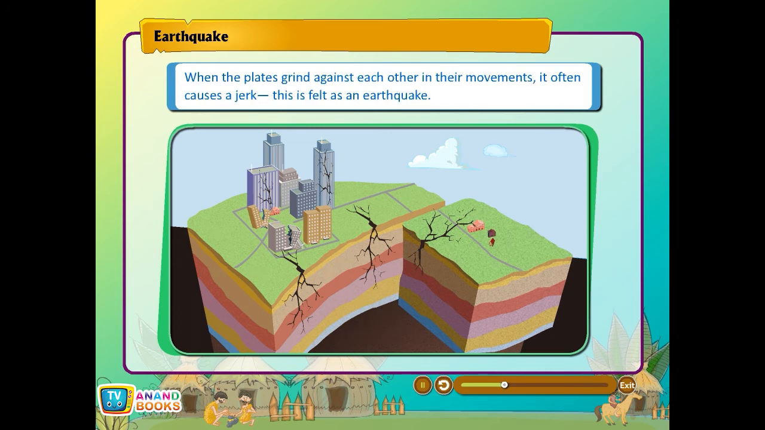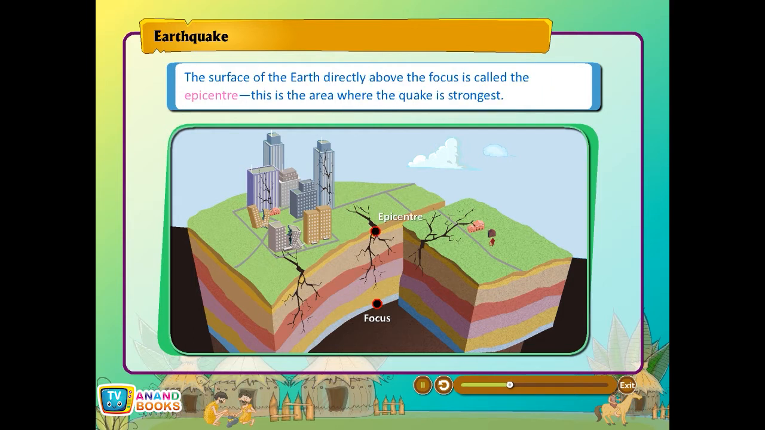When the plates grind against each other in their movements, it often causes a jerk. This is felt as an earthquake. The spot below the surface of the earth at which the plate jerks is called the focus of the earthquake. The surface of the earth directly above the focus is called the epicenter. This is the area where the quake is strongest. The tremors of earthquakes spread through the ground like ripples in a pond.